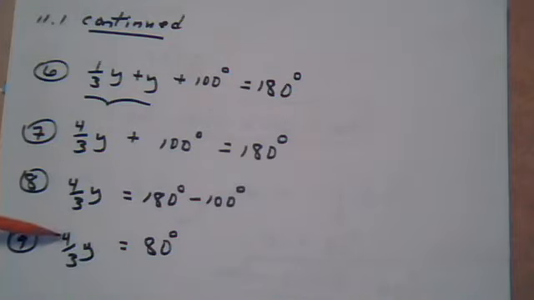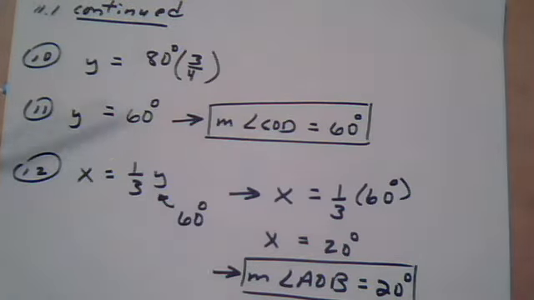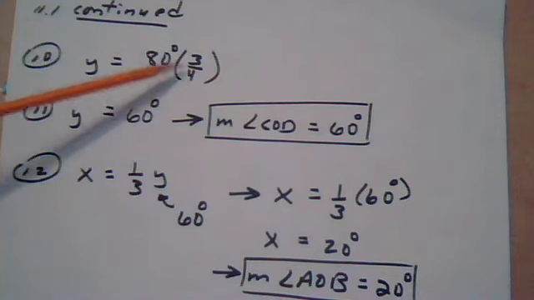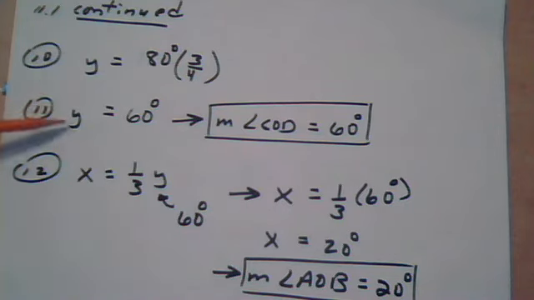We just need to get that 4/3 to the other side. So we're going to multiply both sides by the reciprocal. We're going to multiply both sides by 3/4. So you flip this around, multiply both sides by that. Now that gets us the Y by itself. Simplify, and Y equals 60 degrees.